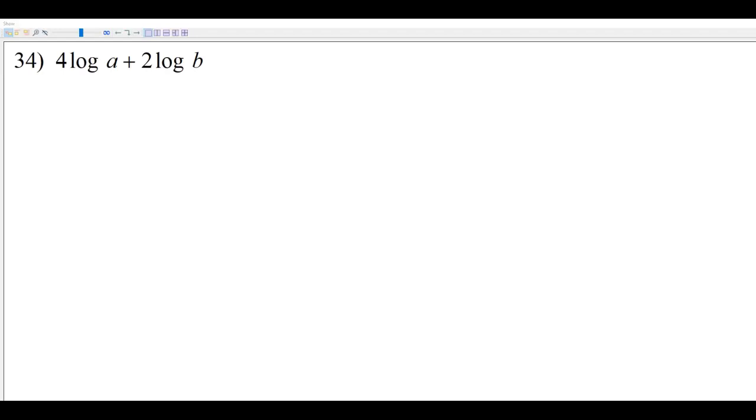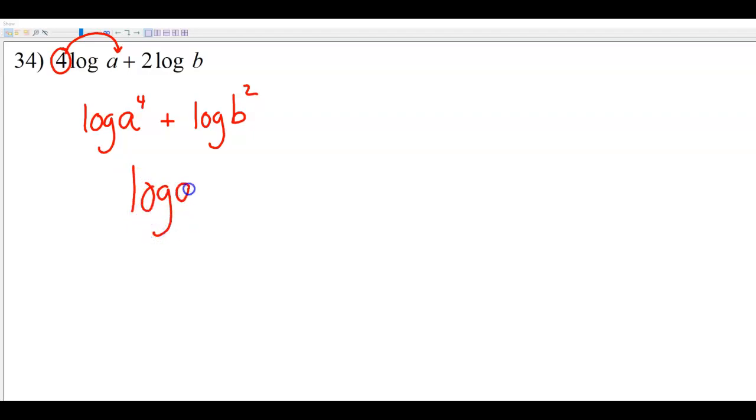Okay, 34 starts off the same as 32, where if a log is being multiplied by a number, that can become a power of your argument. So we have log a to the fourth plus log b to the second. Now since these logs are being added, we have another log property that says that you could write that as one logarithm where the arguments are being multiplied together.